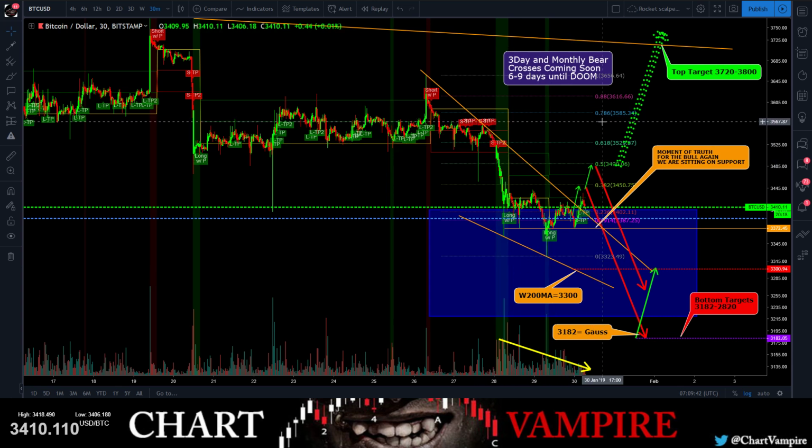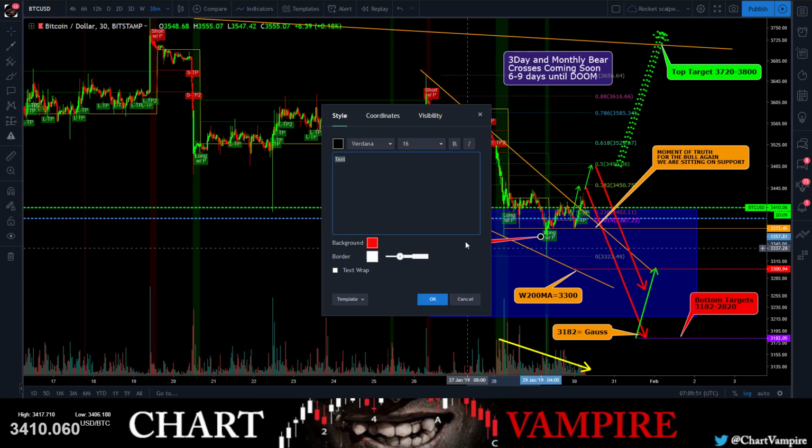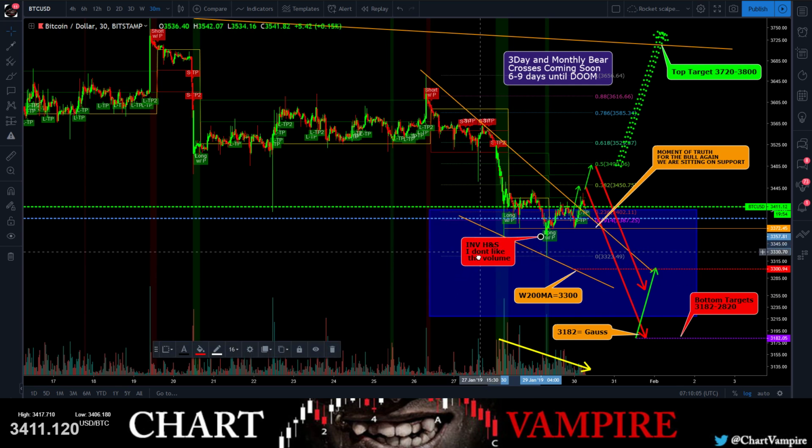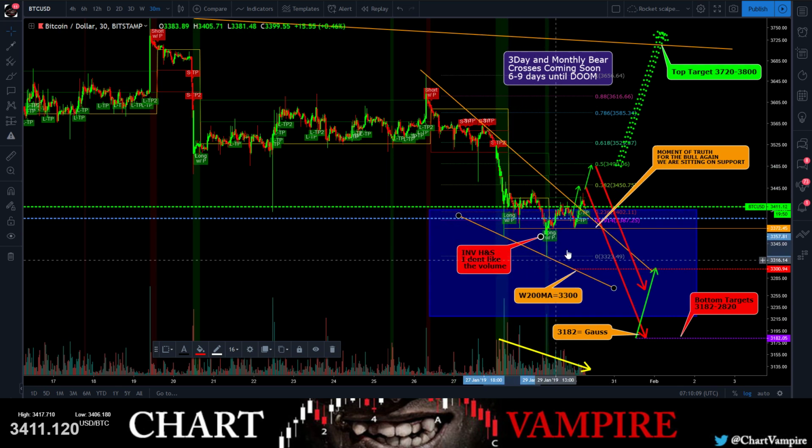And where this could put us back, right now it's definitely in no man's land. But I do see this as an inverted head and shoulders, INV H and S. Yes, I do. I don't like the volume here, though. I see the inverted head and shoulders right here. It is nice. I don't like the volume.